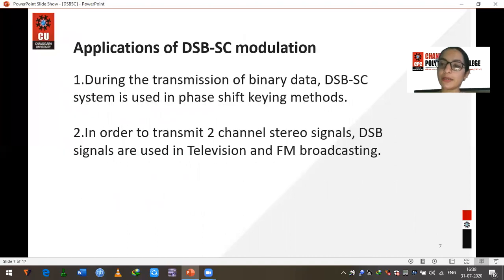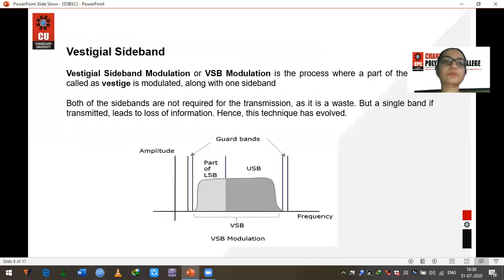Next, what are the applications of DSB-SC? During the transmission of binary data, the DSB-SC system is used in phase shift keying methods, which we will study later in this PPT. To transmit two channel stereo signals, DSB signals are used in television and FM broadcasting also.